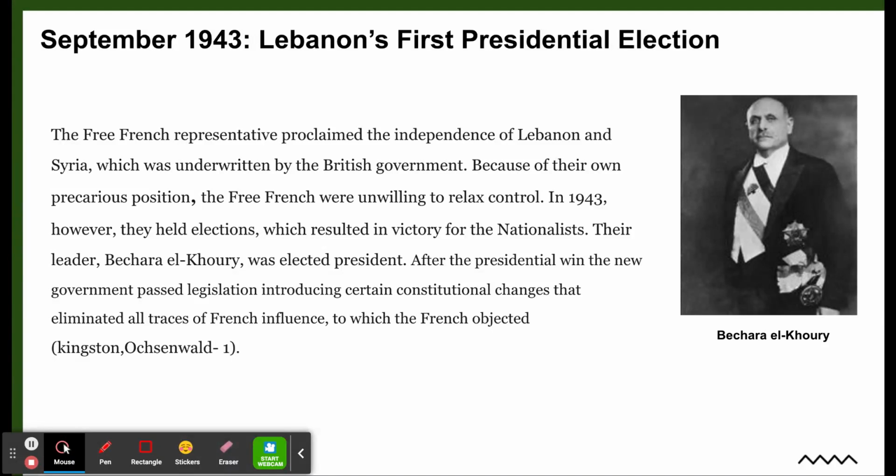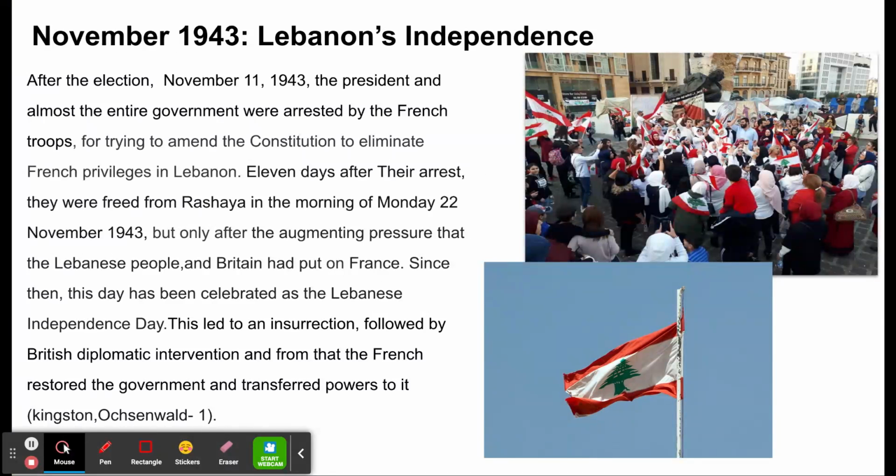After the presidential win, the new government passed legislation introducing certain constitutional changes that eliminated all traces of French influence, to which the French objected. November 1943, Lebanon's independence. After the election, on November 11, 1943, the president and almost the entire government were arrested by the French troops for trying to amend the constitution to eliminate French privileges in Lebanon.